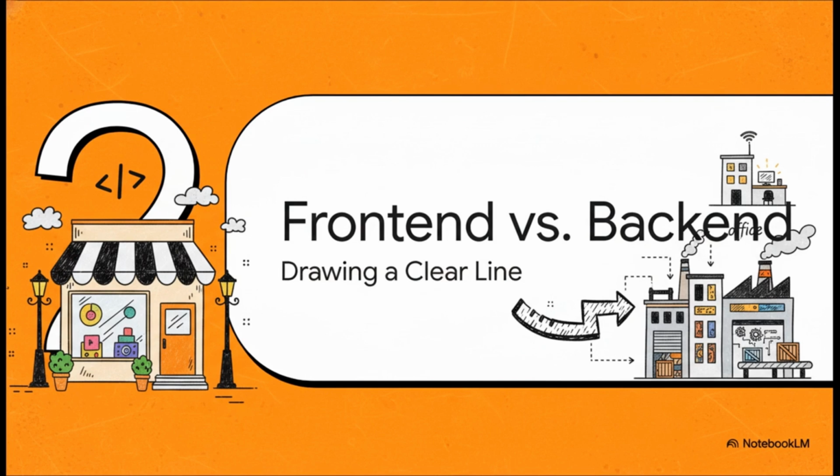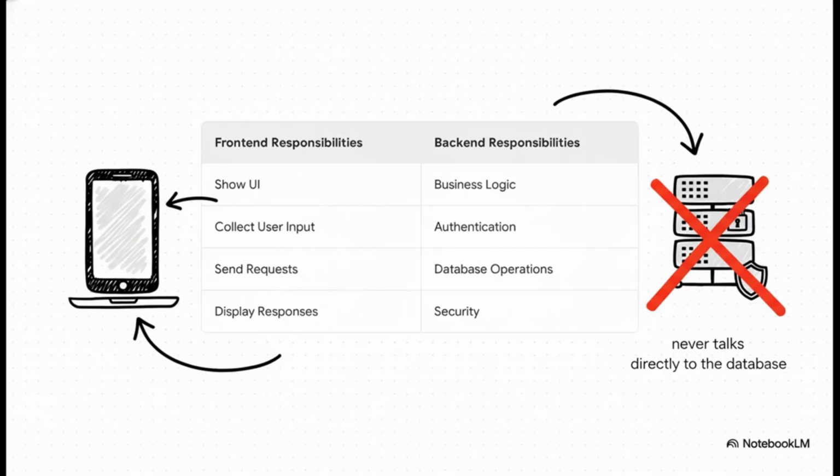Okay, but here's where it gets really important. We need to draw a clear line between the front end and the back end. Think of it like this. The front end is the slick, shiny storefront that you walk into. The back end, that's the huge warehouse out back, the office, the machinery, all the stuff that actually makes the business run. So the front end's job is to show you that cool user interface, the UI, and grab whatever you type in. It then bundles that up and shoots a request over to the back end.